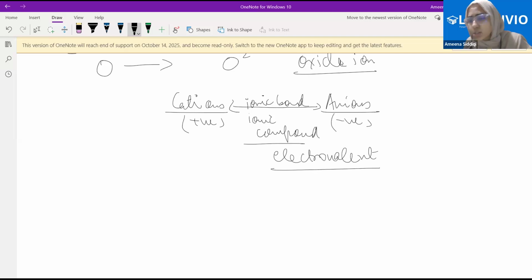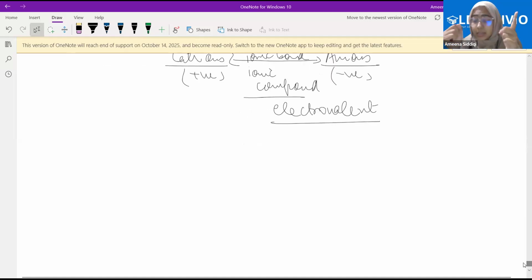Okay, electrovalent compounds are the bond. Now the main point here is, let's take the example: what type of forces are between them? Electrostatic forces of attraction. We know that between a negative charge and a positive charge, the electrostatic forces of attraction exist.